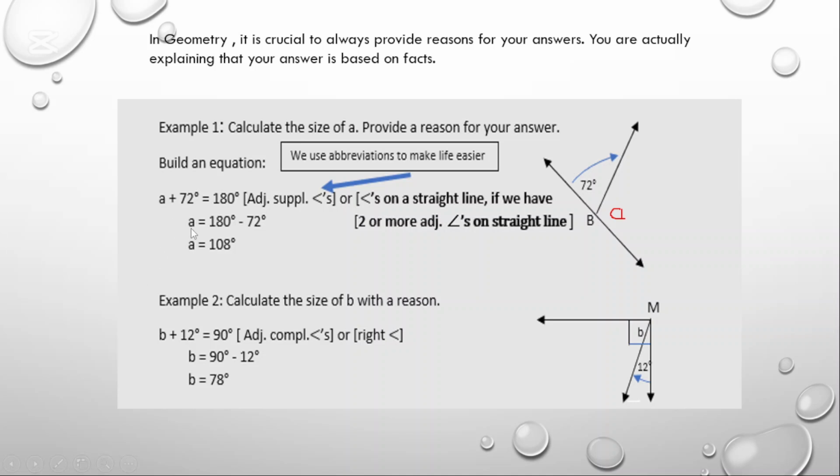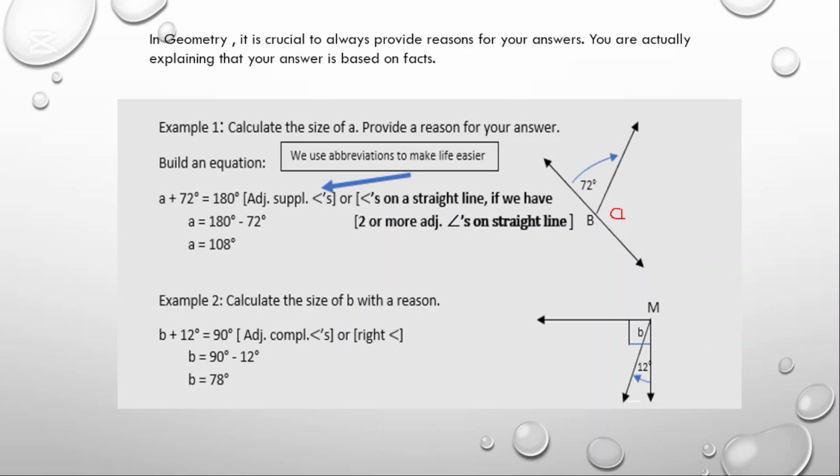So A is equal, and we subtract 72 from 180. In this case, our answer is equal to 108 degrees. And you can see this angle is more than 90. So A is equal to 108 degrees.